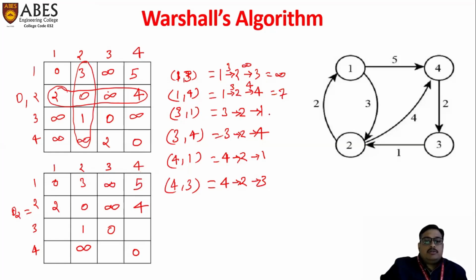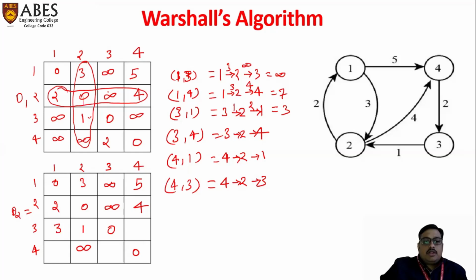Now come to 3, 1: 3 to 2 and 2 to 1. The cost of 3 to 2 is 1, and 2 to 1 is 2. So 1 plus 2, that is 3. In 3, 1 we have infinity, but the newly computed value is 3. So this is the minimum, and we'll update at the place of 3, 1. We'll write this 3.